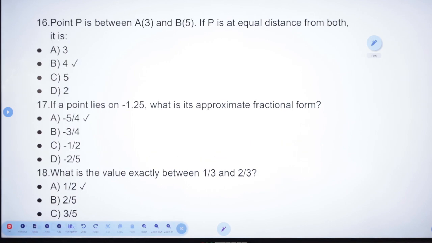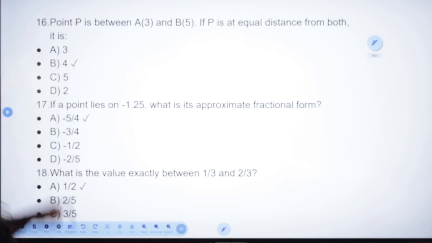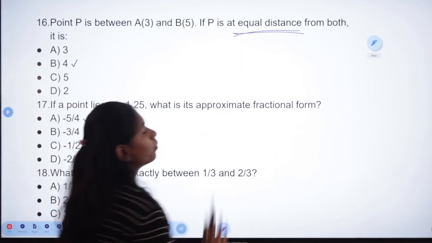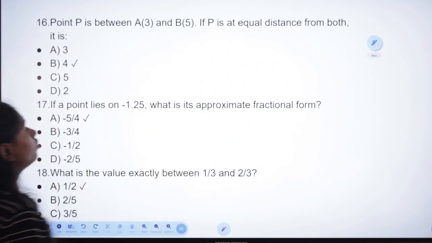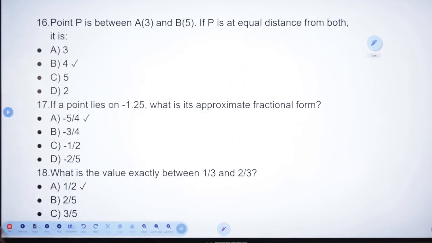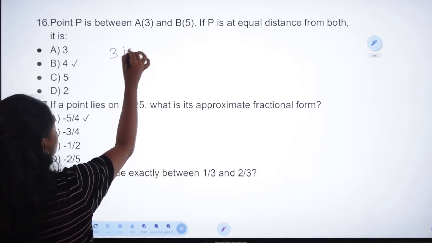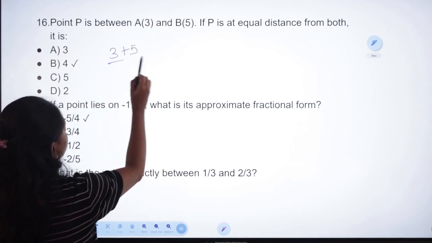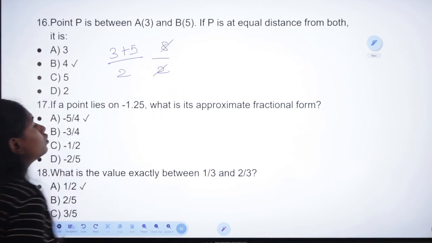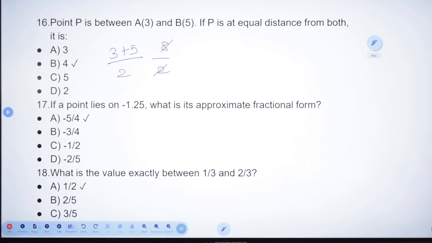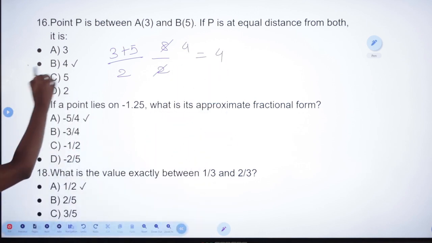Okay, and now what do we have to find? The equal distance. The equal distance means midpoint. Then we will use the formula with plus: the first number plus the second number, and then you divide it by 2. So 8 by 2. 2 ones are 2, 2 twos are 4, 2 threes are 6, 2 fours are 8. So your answer will be B, 4.